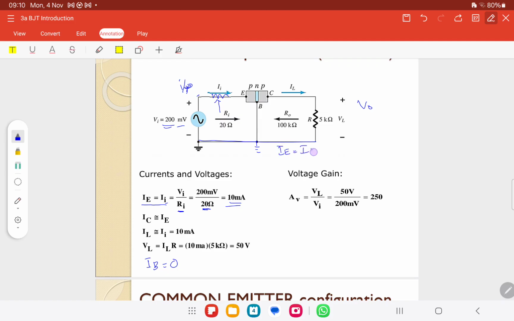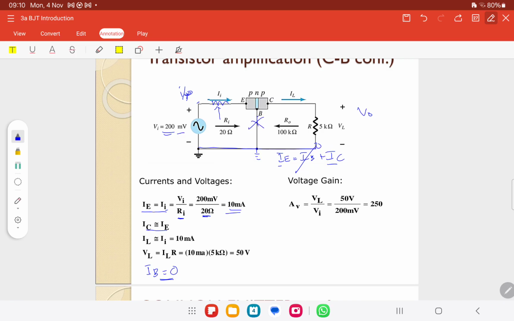Okay. And then since we have the IE equals to IB plus IC, but then because of IB is equals to 0, this one, so IE is approximate to IC. Sebab this one tak ada current, so current datang sini dia terus keluar. Okay, actually IL is equals to IC, kan? And then equals to I because there is no current dekat base, ataupun equals to IE, the same value. This one lah, sama tak?